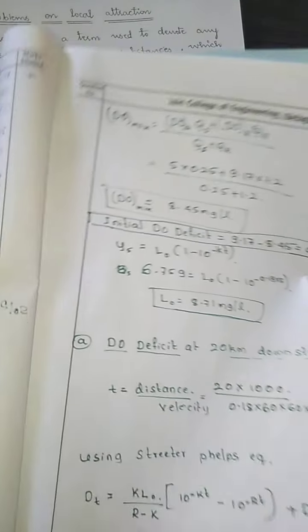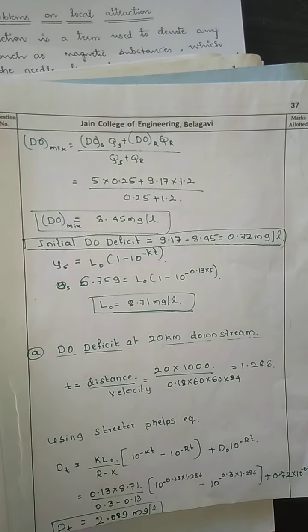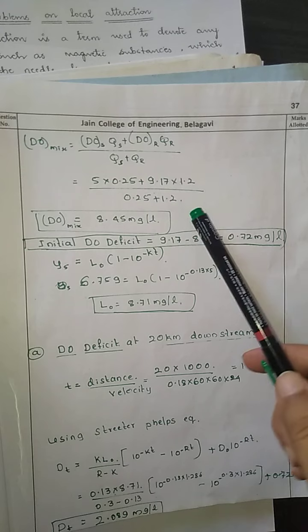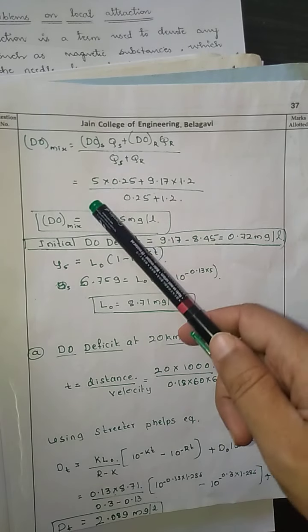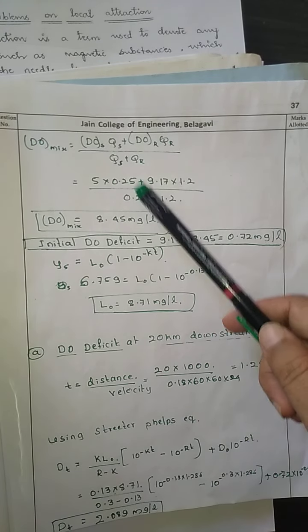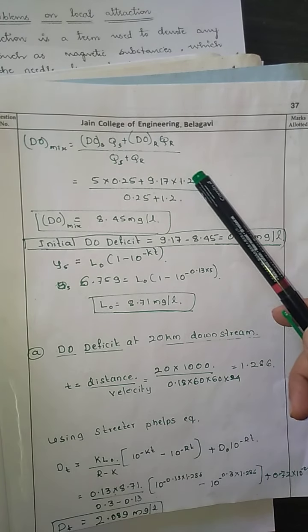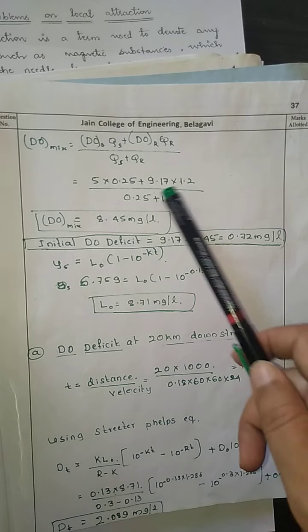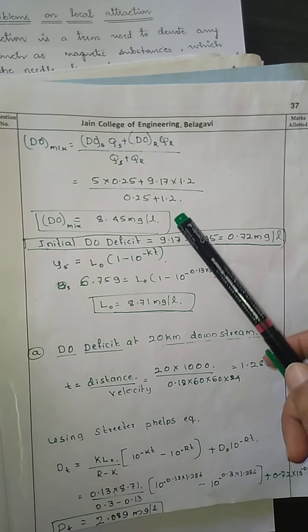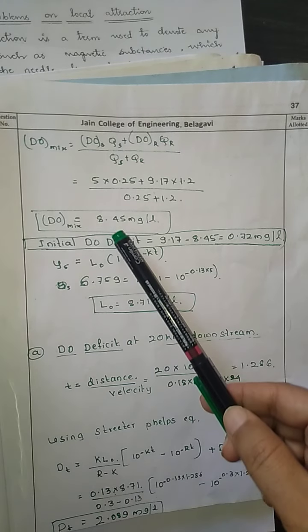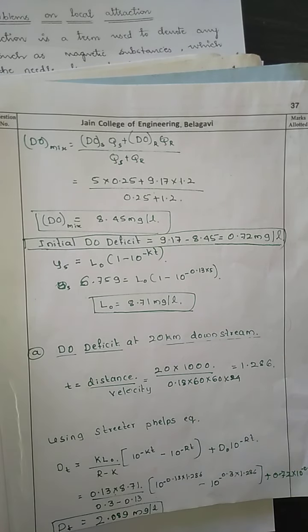Okay, then the DO of the mix: DOS times QS plus DOR times QR, divided by QS plus QR. The DO of the sewage is 5 and the quantity of wastewater is 0.25. The saturation DO of the river is 9.17 and QR is 1.2, divided by 0.25 plus 1.2. That is the quantity of the river and the sewage. Now the DO of the mix is 8.45 mg per liter.